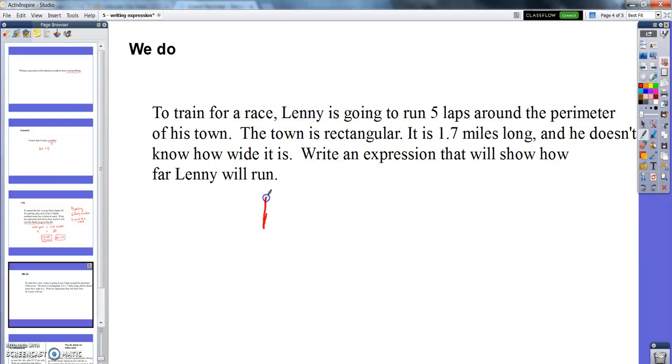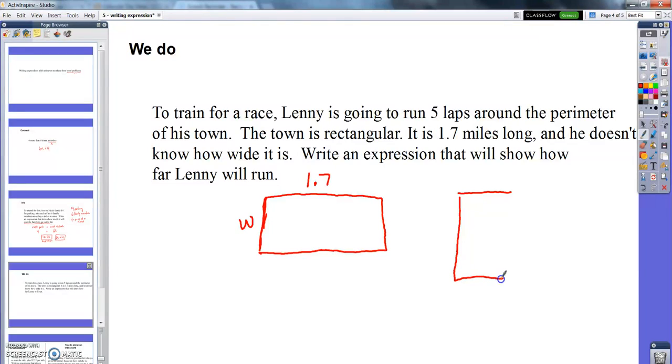So Lenny lives in town here. The town's rectangular. It is 1 7/10 miles long. He does not know how wide it is. Now, as I've drawn this, it makes it look like we know that the width is shorter than the length. I don't know that either. It might look like this for all I know. But the width is unknown.